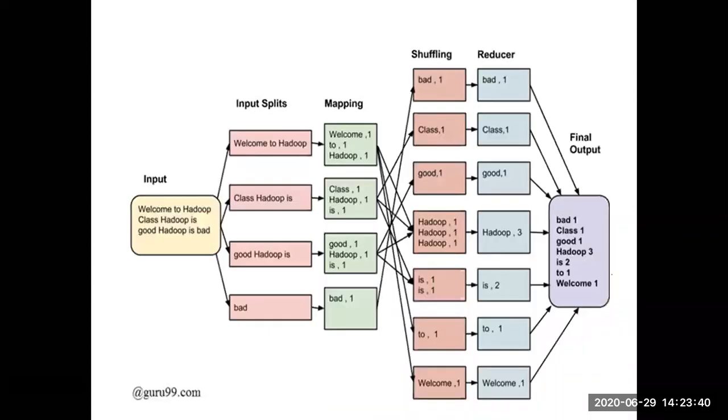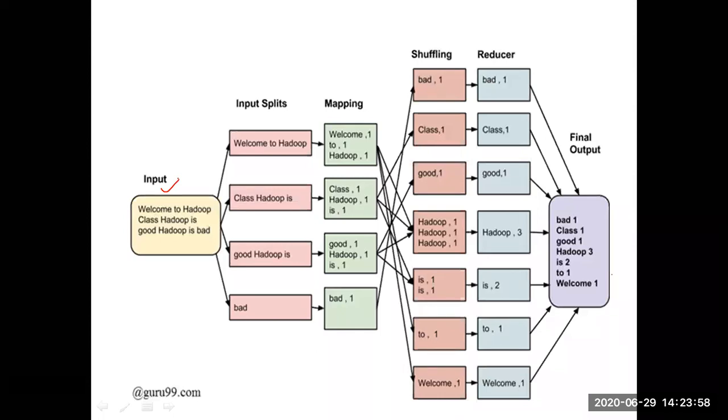Now see, this is totally what is happening in MapReduce. This is your input. Welcome to Hadoop. Class is Hadoop class. Hadoop is good, Hadoop is bad. The total data is this.